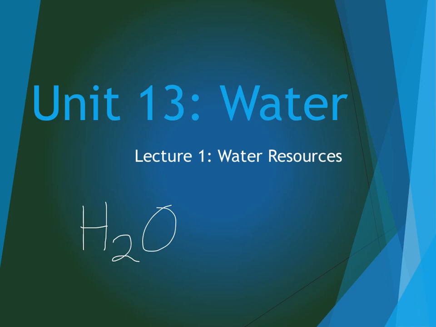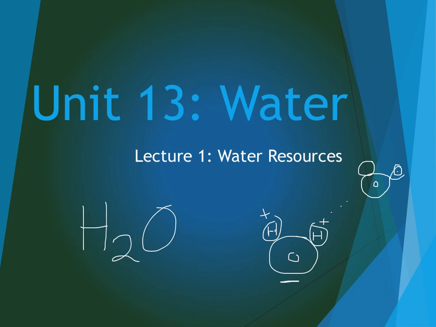It's got a positive end and a negative end. Looks kind of like Mickey Mouse with the ears being the H's. There are slight positive charges there, and a slight negative charge at the oxygen end. It will form hydrogen bonds to other water molecules, which gives it a lot of those properties that we talked about in the 30 question packet.